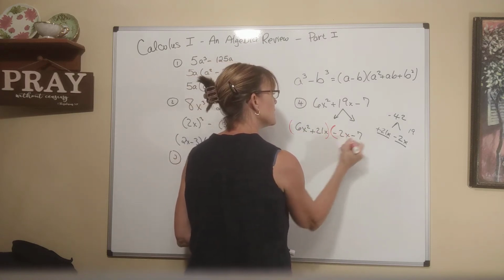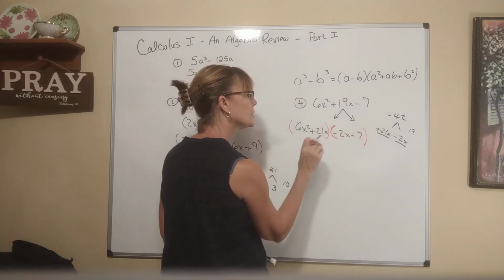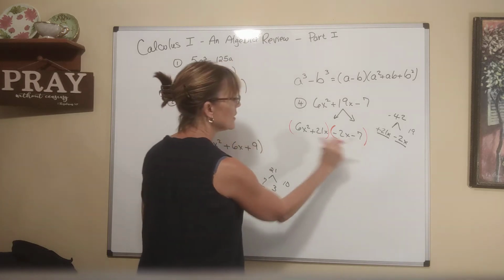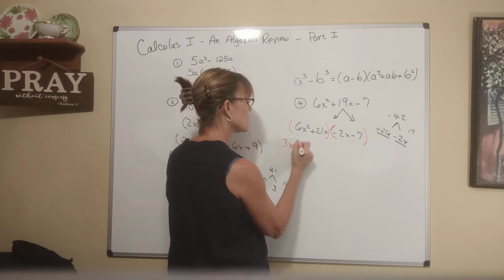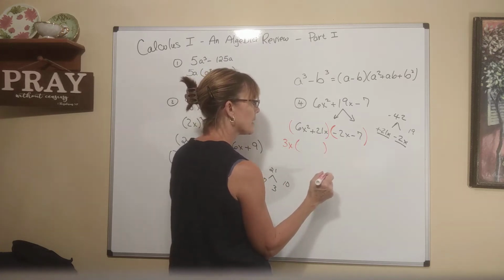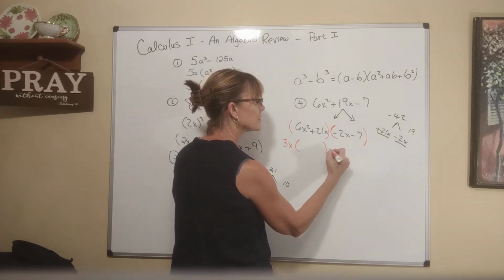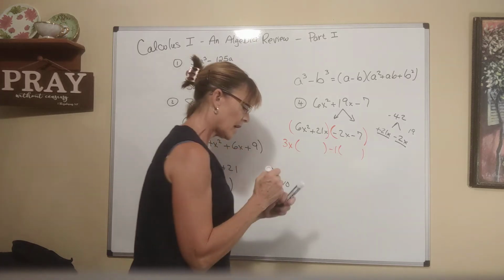There we go. This and this. So if a negative falls there, it's important to keep it inside that parentheses. Factor out the greatest common factor you can from here. 3 times x is the biggest thing I can pull out there, I think. And the biggest thing I can pull out here is a negative 1. What am I left with?